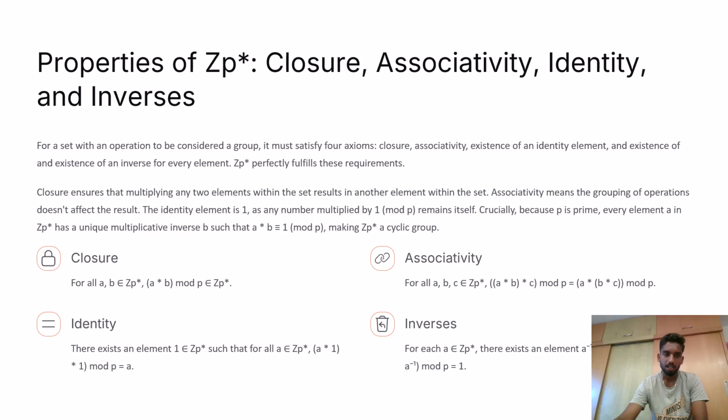Closure: for all a, b belonging to Zp star, a times b modulo p belongs to Zp star. Associativity: for all a, b, c belonging to Zp star, (a times b) times c modulo p equals a times (b times c) modulo p. Identity: there exists an element 1 belonging to Zp star, such that for all a belonging to Zp star, a times 1 modulo p equals a. Inverse: for each a belonging to Zp star, there exists an inverse.